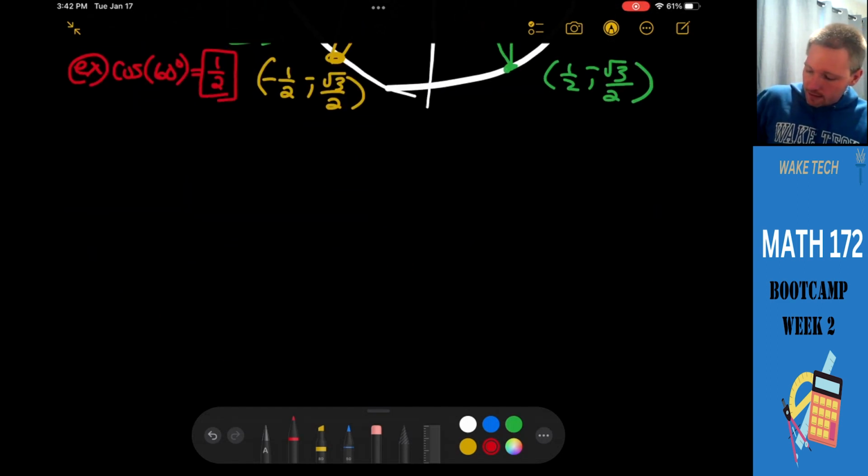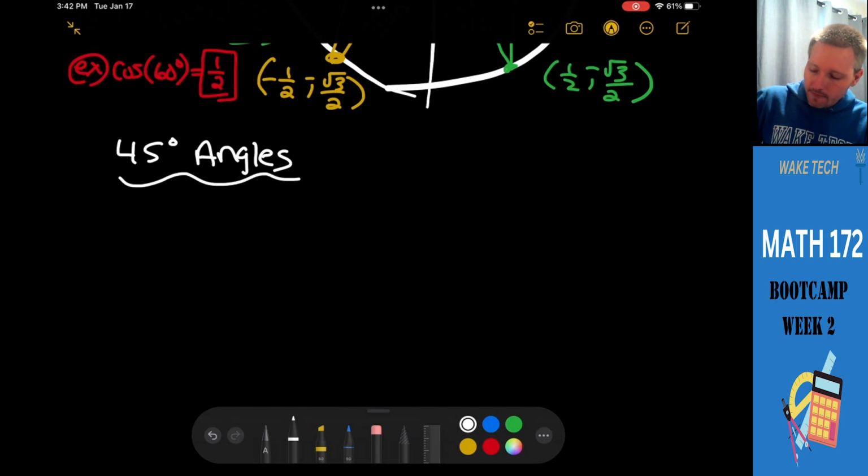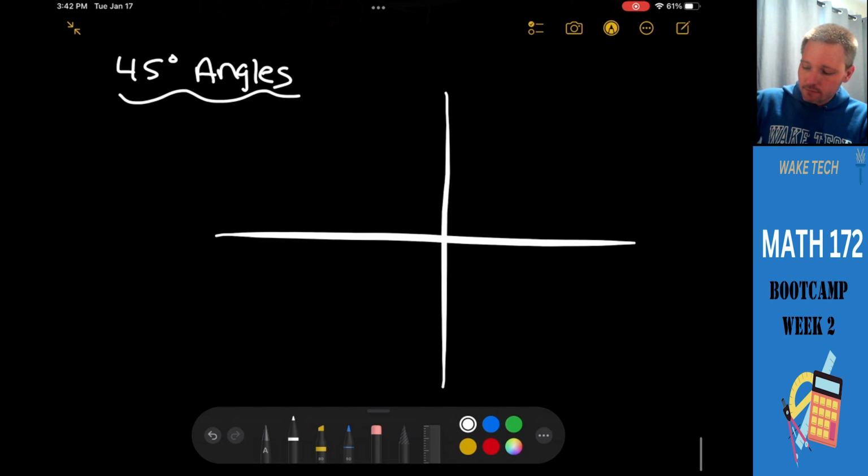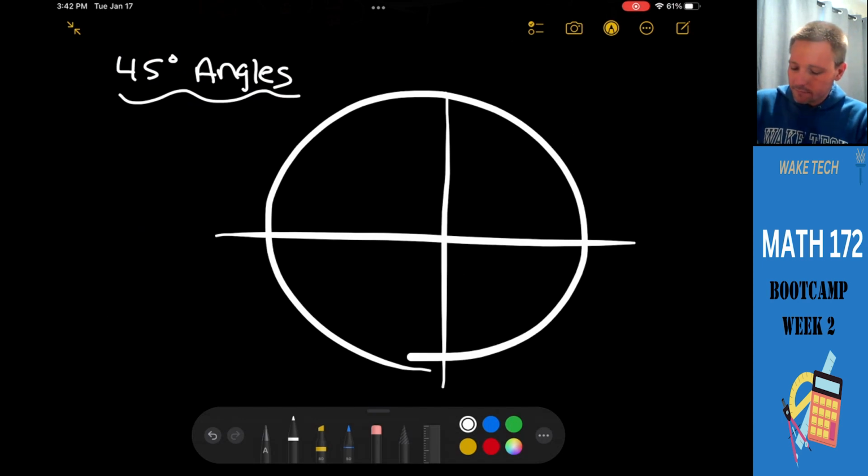Okay. Last one of these, and then we'll kind of synthesize everything into one big picture. 45, 45, 90 triangles. Sorry, I don't mean triangles, 45-degree angles. So we have this unit circle still. Every quadrant has a 45-degree angle in it.